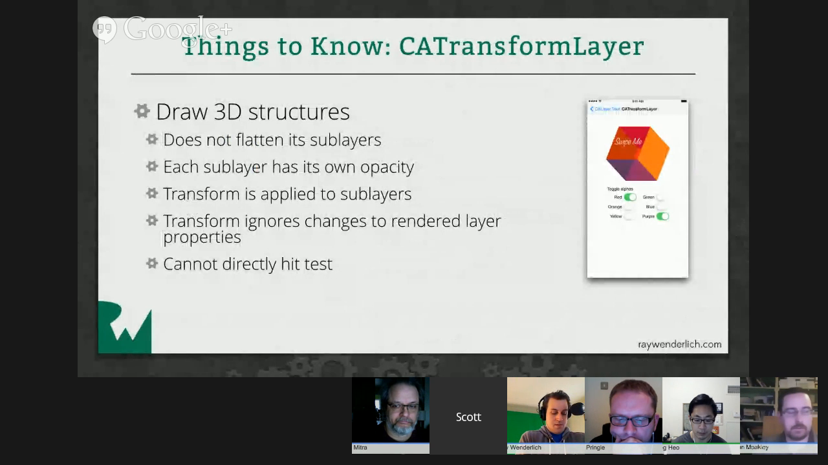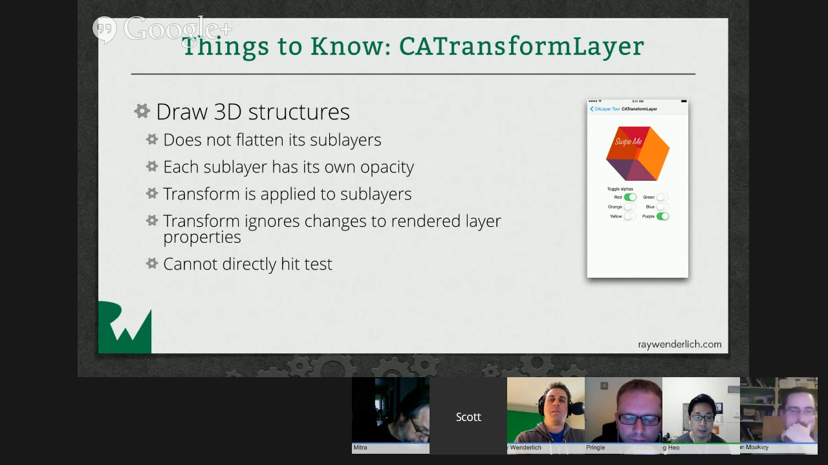All right, drawing 3D structures. This one was a fun one, and I actually used a helper class from Bill Dudney called Trackball, which took care of the actual animation and the transforms to be applied to this cube. But essentially, CATransformLayer allows us to draw in 3D. It doesn't flatten the hierarchy like the other layers. Each sublayer has its own opacity. So as we see here, the red one and the purple one I've set to toggle alphas, and now we can see they have partial opacity there.